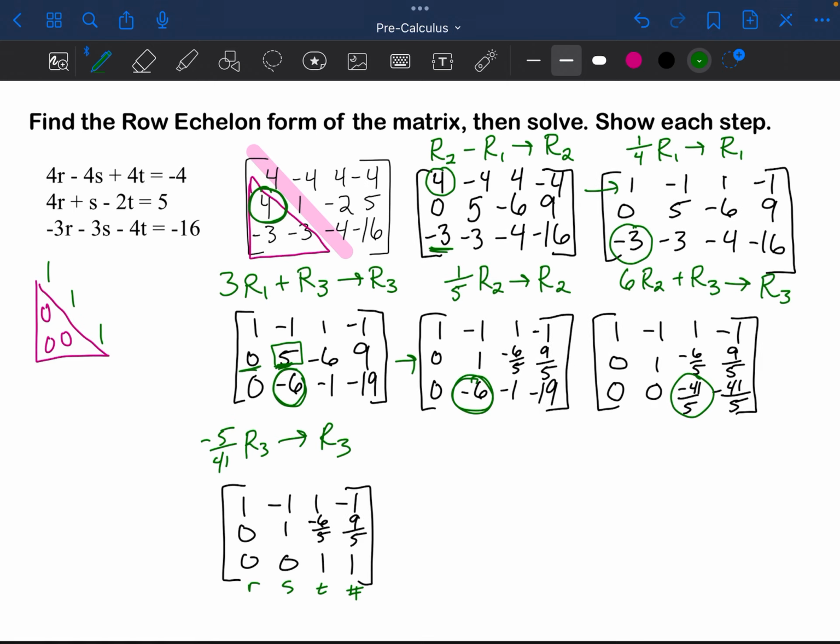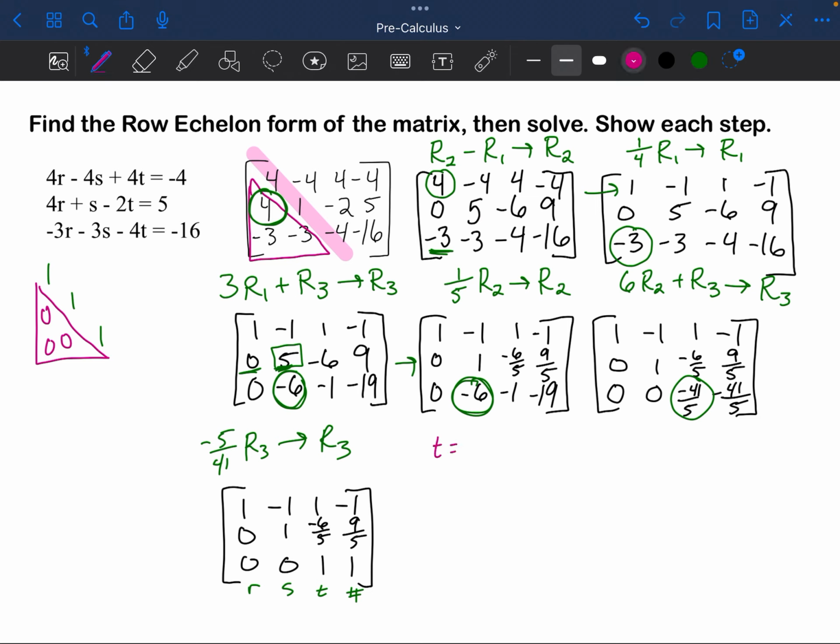So that means that we know T equals 1. And S minus 6/5T equals 9/5. And then we know that R minus S plus T equals -1. Right, just going back through, taking my augmented matrix, putting it back, our coefficients, that's where I'm getting the numbers next to the variables there. So let's go through and solve. From here, we got to do some substitution.